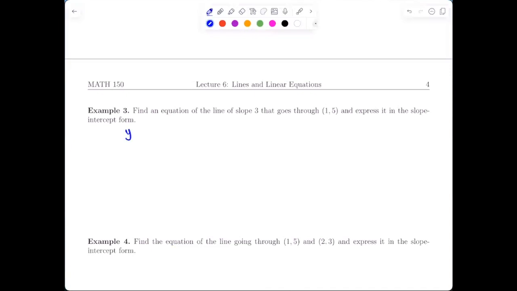So you start with y minus y0 equal to m times x minus x0. Again, this is the point-slope form. Given that the slope m is equal to 3, and the point x0, y0, right? So x0 equal to 1, y0 is equal to 5. So you substitute these given values into our formula. I have y minus 5 equal to 3 times x minus 1.